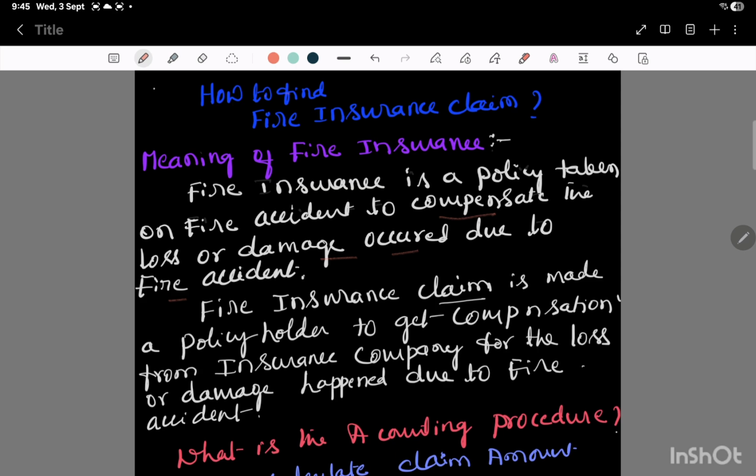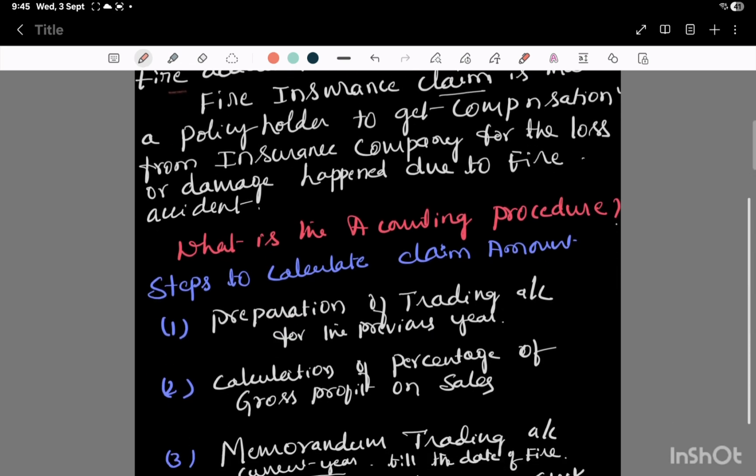So we are going to find the claim amount, the compensation you are going to claim from the insurance company when this accident happens and there is damage to your materials in the business. And you can claim the amount only if you have purchased the policy from the insurance company, and for that you have paid the insurance premium regularly. So now let's come to the accounting part.